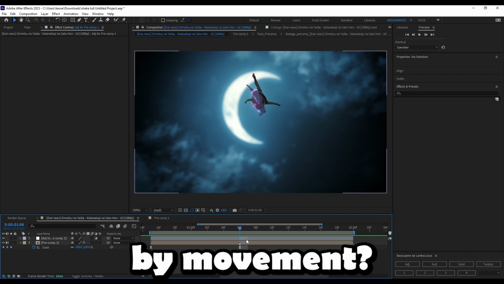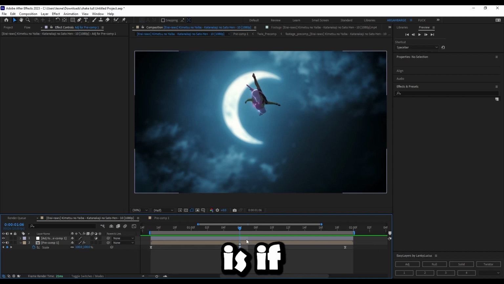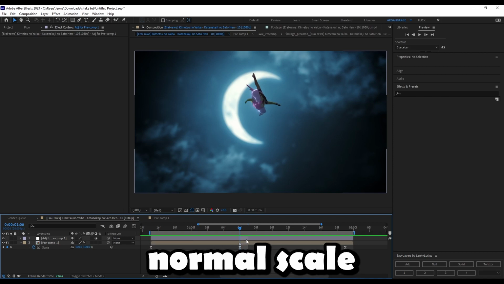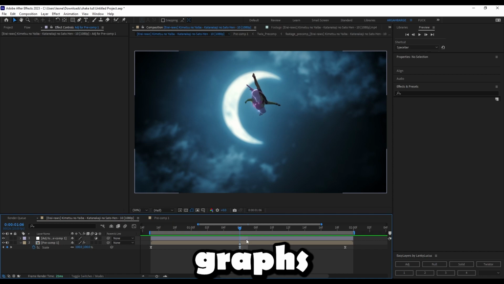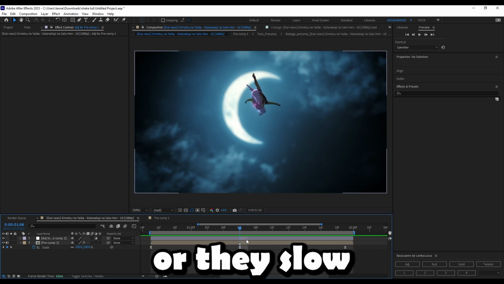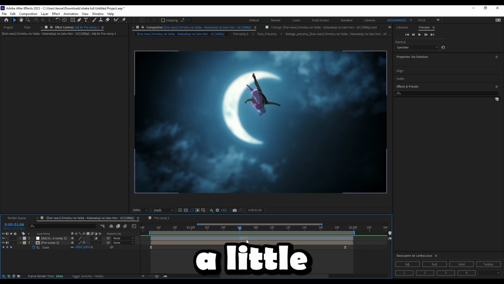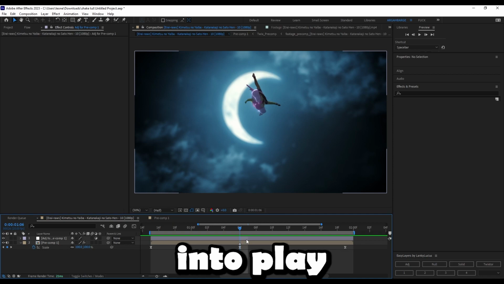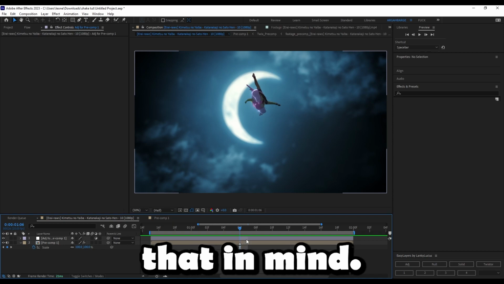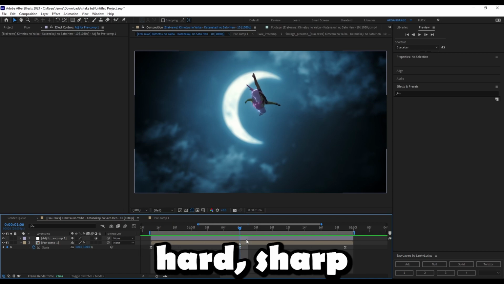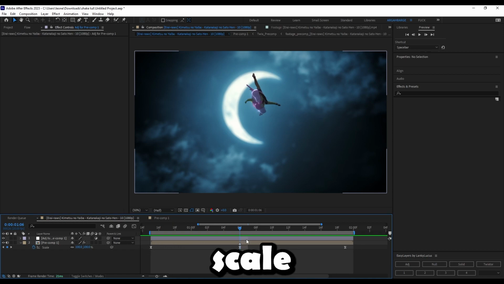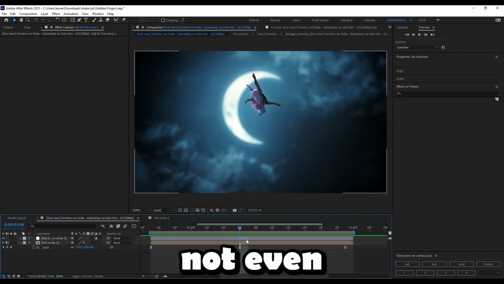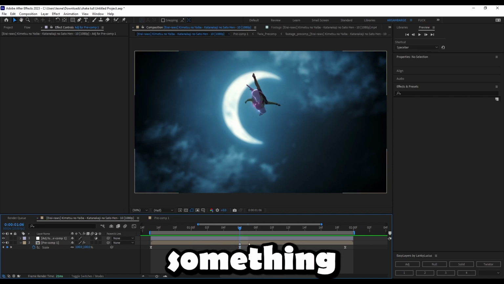Now, what do I mean by movement? What I mean is, if you have a position, scale, or just a normal scale, 3D cam, how the graphs are graphed, are they fast? Are they slow? Are the graphs a little more on the tighter end? Are they on the looser end? That all comes into play when you're making a shake, so keep that in mind. You can't use a hard, sharp graph scale or position and then use a soft shake. That just kind of looks weird sometimes. Well, not even sometimes, all the time. So yeah, that's just something to keep in mind.